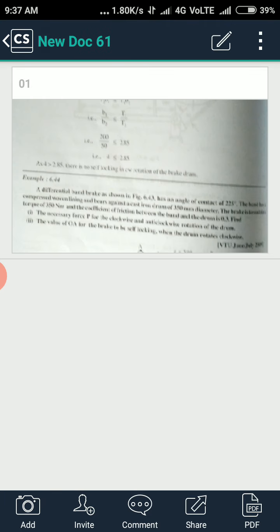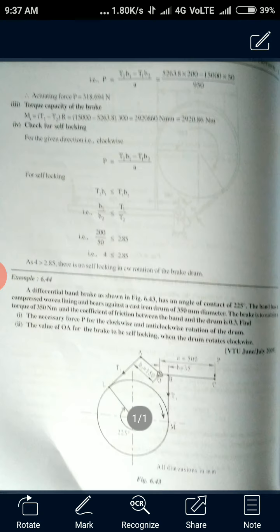So then, substituting values, what you got here, F equal to T2 B1 minus T1 B2 by A. So what you got, actuating force P equal to 318.69 Newton. Then the third parameter, the torque. So torque is given by T1 minus T2 into R. So we know the values, substitute that, you got 2920.860 Newton mm for the torque.